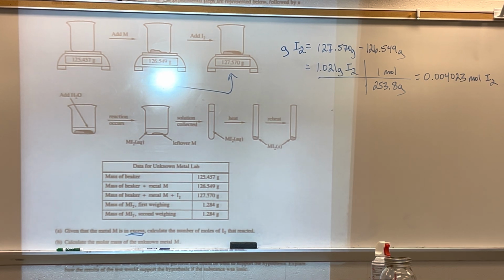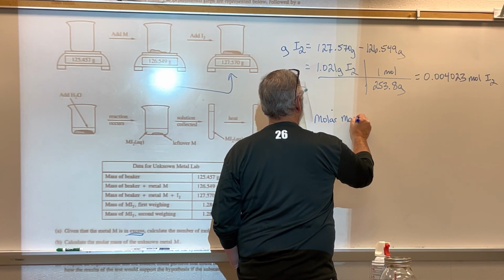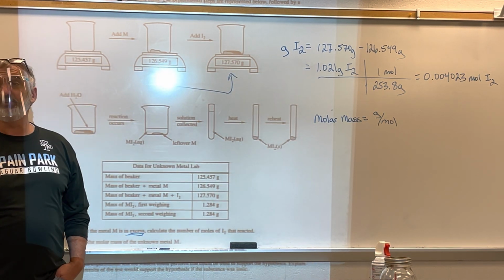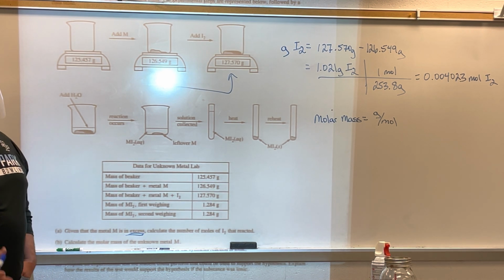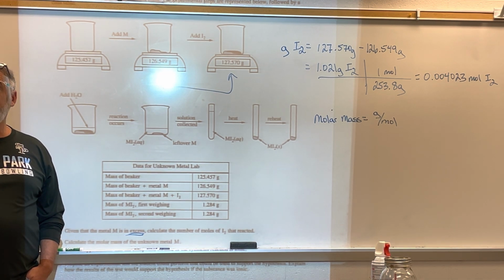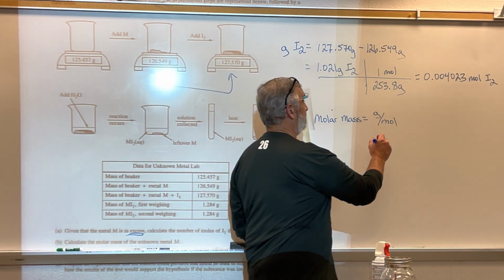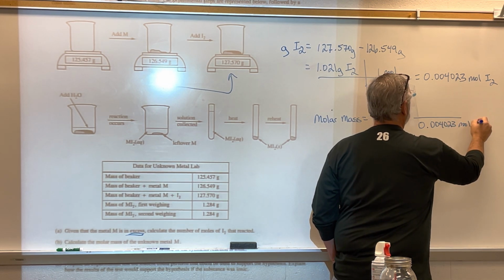Now B says, what's the molar mass then of M? Well, first off, what does molar mass equal? Grams per mole, right? So if I'm going to get the molar mass of M, I need the grams of M and I need the moles of M. Well, from our balanced equation that's given at the top there, what's the relationship between moles of iodine used and moles of M used? 1 to 1, right? So how many moles of M are there? 0.004023 moles of M.